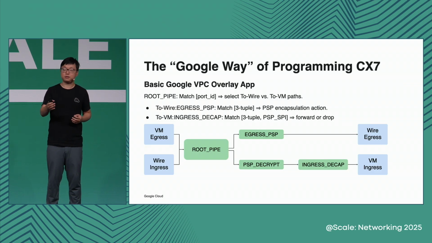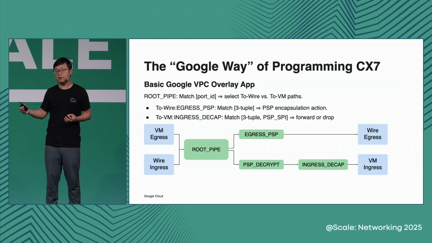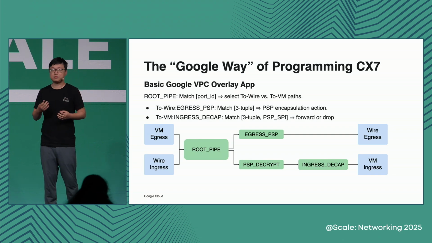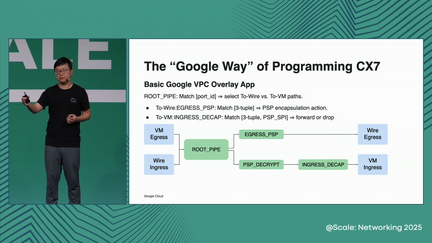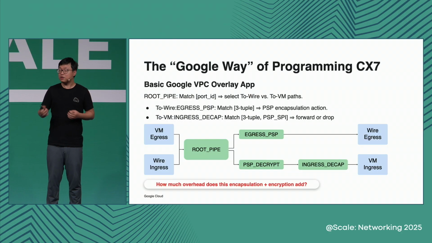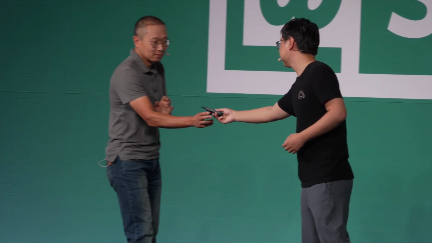For example, for VM egress traffic, we forward it to a special pipe which does PSP encapsulation and encryption before we put it on the wire. And for incoming packets, we forward them to the decryption pipeline. After decryption, we do decapsulation of the PSP header, we do an anti-spoofing check, and we decide whether we need to forward this packet to the VM or drop it if it's illegal. Now, the key question is, how much performance overhead does all the encapsulation and encryption bring? I'll hand over to Chang to share some interesting numbers.